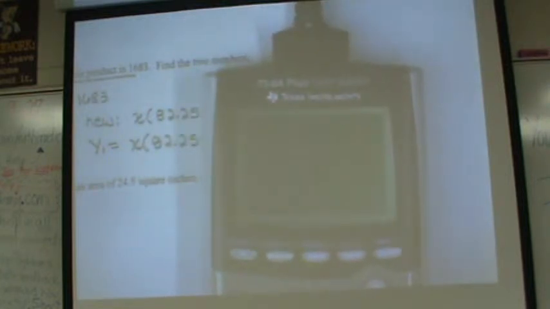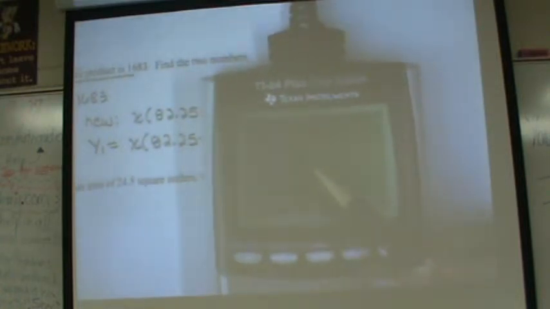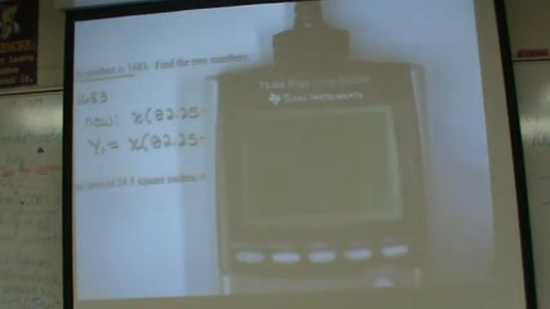I would go something like negative 50, 50. And this Xscl, that's the scale factor that your x-axis is going by. I would not do 1 because it's going to be a big blob. So I would go by 5s, or you can go by 10s. Now when you graph it, you will see the answer.